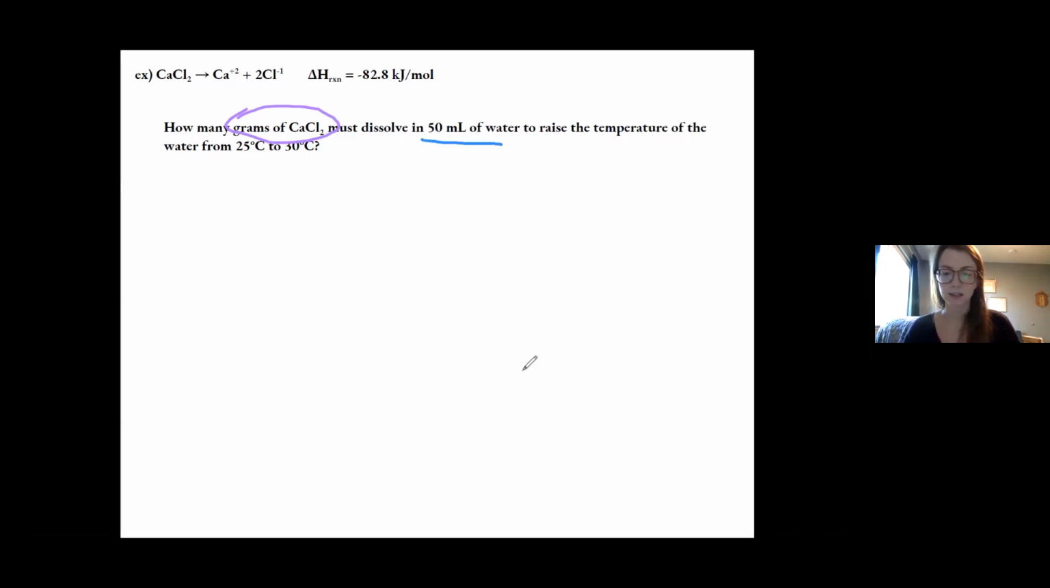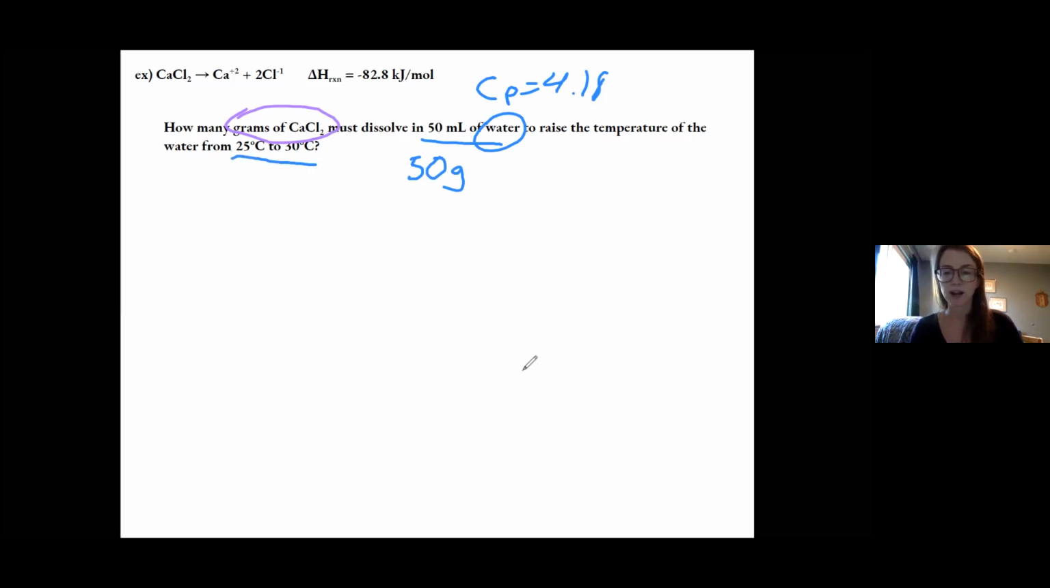So I have 50 milliliters. It's water, so I know the Cp. And remember that 50 milliliters is the same thing as 50 grams for water. And we're raising the temperature from 25 to 30, so that's a change of 5 degrees. Because I have my grams, my Cp, my delta T, I can actually start this problem by finding the heat that the water either absorbed or released. Q equals mCp delta T of the water.